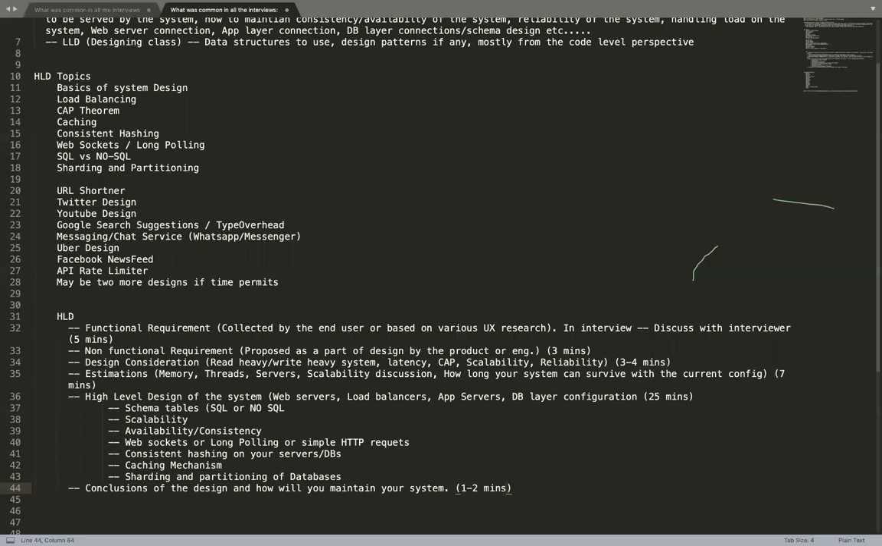So I'll talk to Aditya about this particular thing, like if you can have 2 to 3 hours given to that particular part. So yes, that is what we'll try to cover in each of these HLD designs.